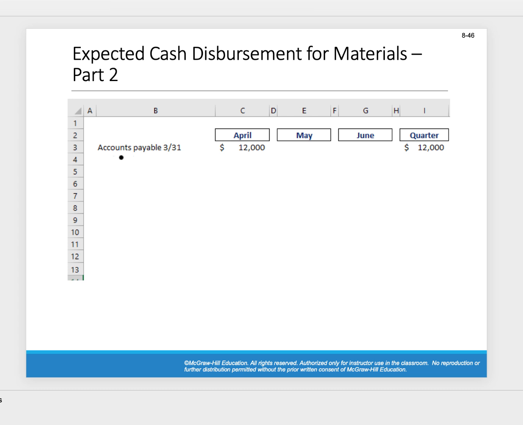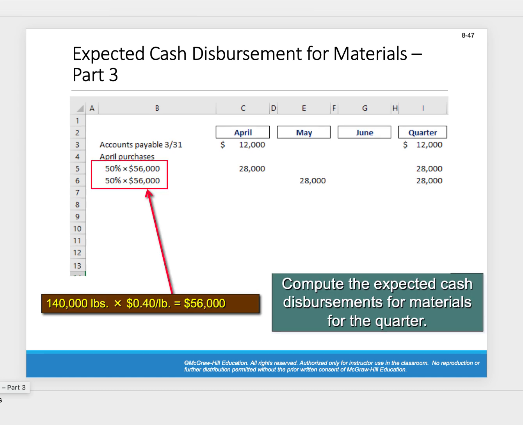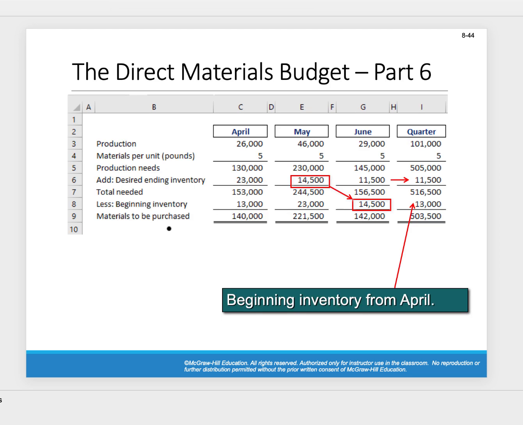Well, I start off with my accounts payable as of April 31st. I know it's 12,000. Okay. Then I have to figure out April's cash disbursements. Well, it's easy, right? I need 140,000 pounds that needs to be purchased in the month of April. Where did I get this from? I got it from my production budget. My production budget says materials to be purchased is 140,000. Okay?